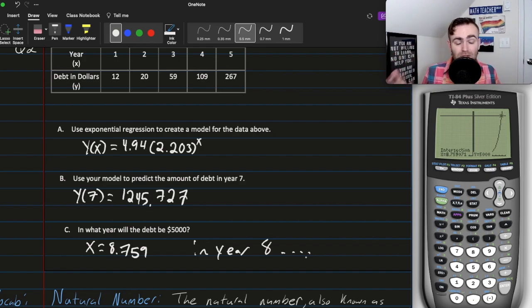That's it. That's how you use the calculator to help you out a lot with this kind of stuff. Again, any type of regression question, you're going to have a calculator. So it's good to know how to use your calculator and some tips and tricks on how to use it a little bit more effectively.